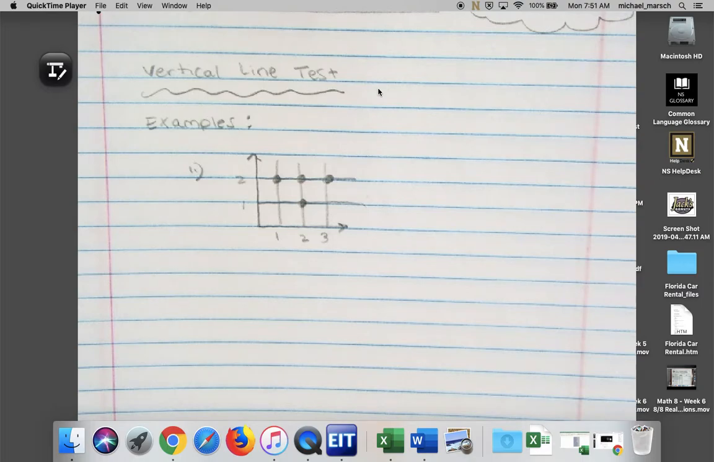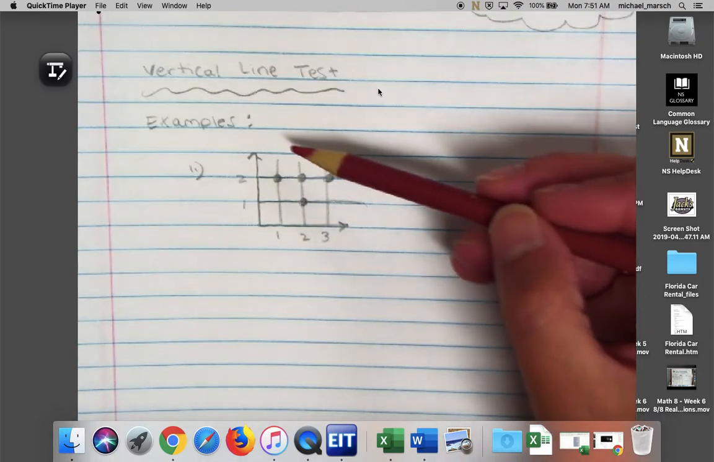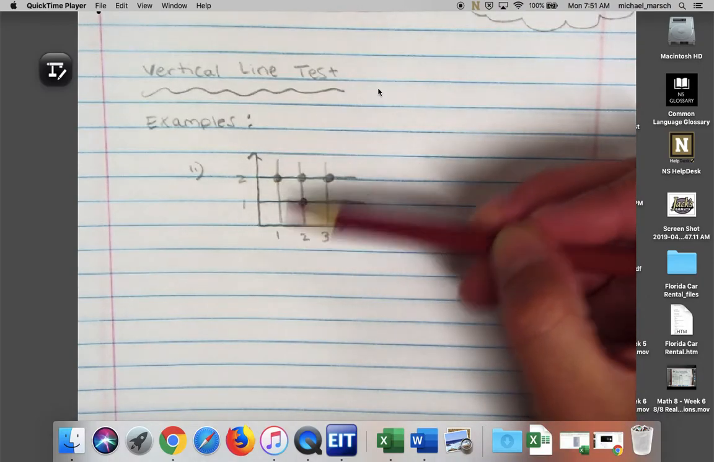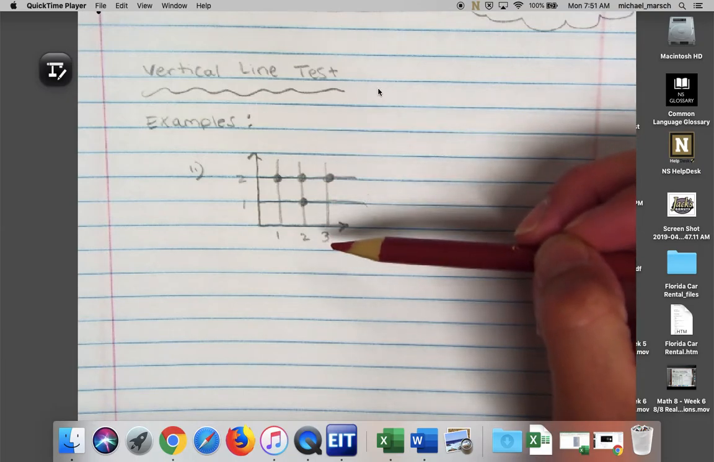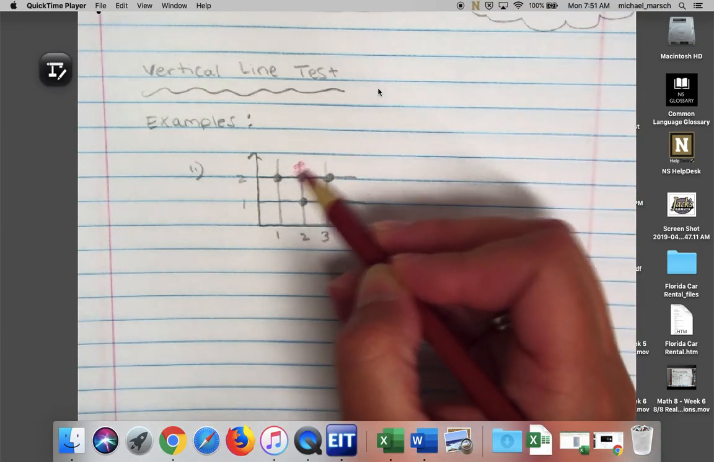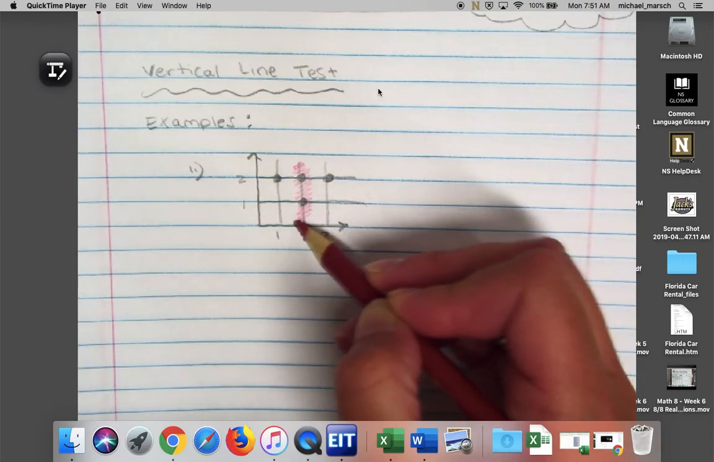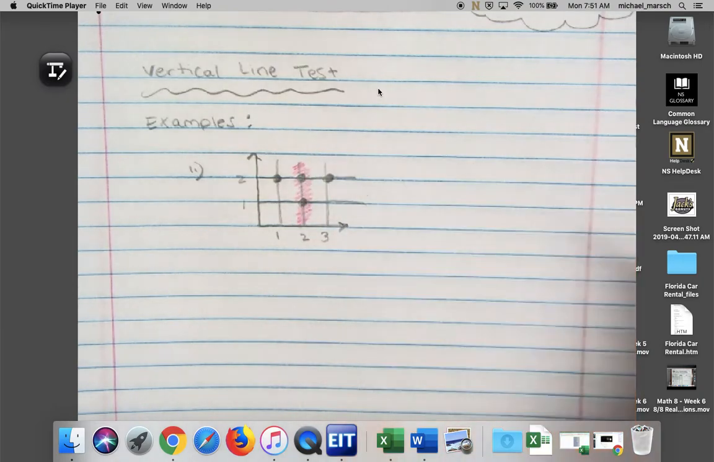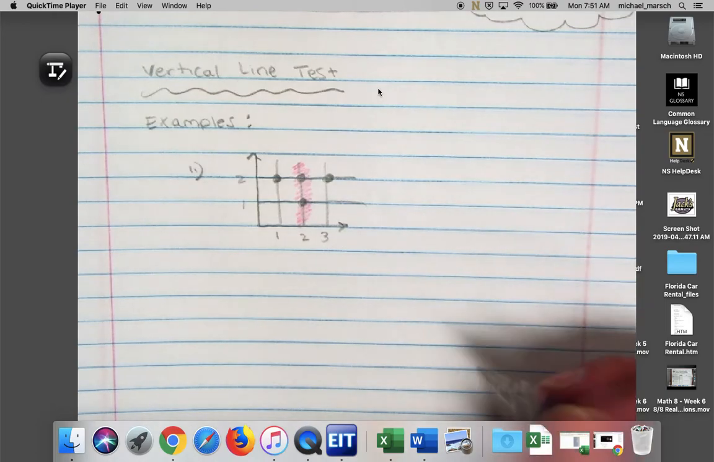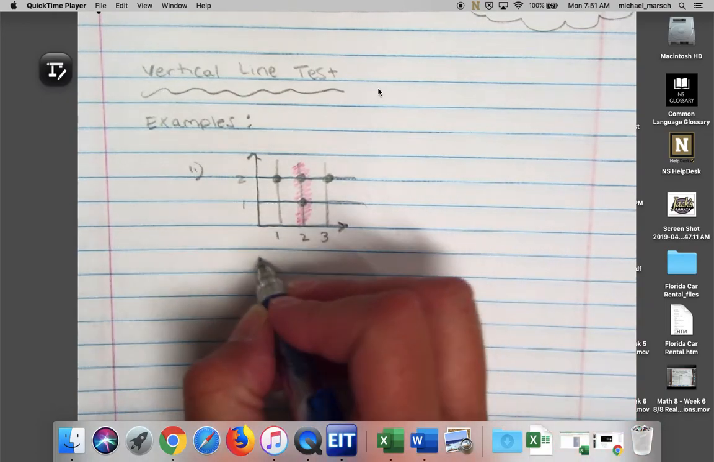Okay, so let me get my colored pencils out here to show you what I'm looking at. I'm going to get red out because, you know, red is danger, right? So what I'm looking for is if I draw a vertical line anywhere on this graph, does it go through more than one point? If I draw a vertical line here, so I'm just going to highlight this in red, do you see how it goes through these 2 points? That is an indicator that my x value repeats. Okay, so this is failing the test.